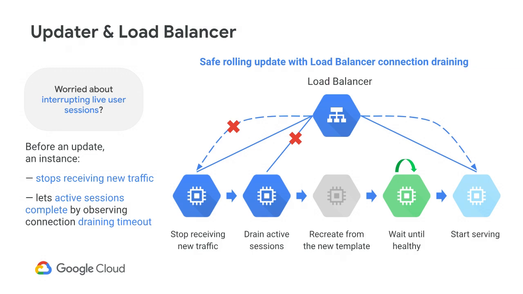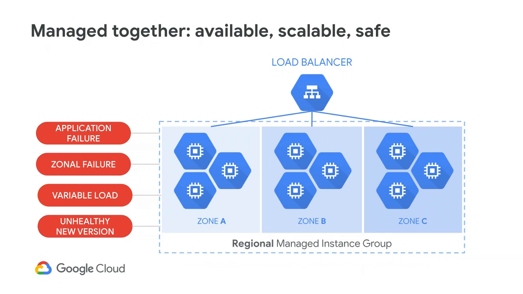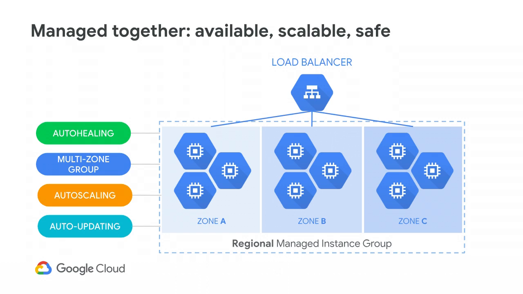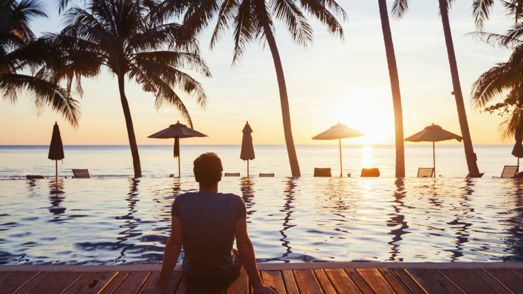So there we have it. Managed instance groups allow you to build highly available, scalable applications that are easy to update automatically, and will take care of application failure with auto-healing, will protect your application against zonal failure by distributing machines across multiple zones, will also tailor group size to the variable load with auto-scaling, and also protect the updates from unhealthy new versions, but if the machines are healthy, roll it out automatically. So that you can have peace of mind and focus on your more important tasks, knowing that your workload is taken care of.